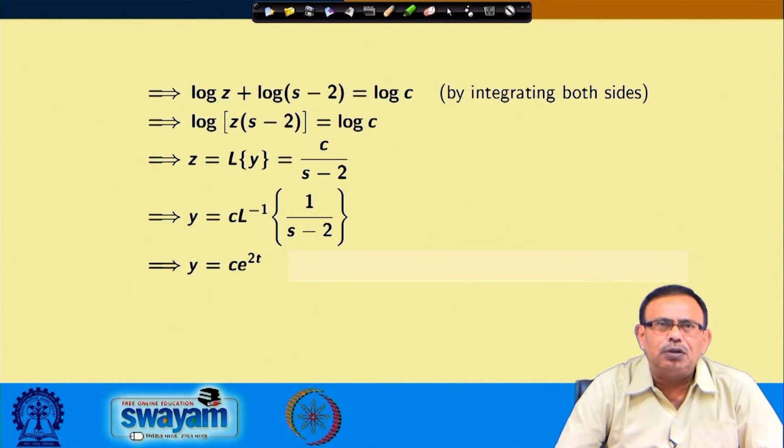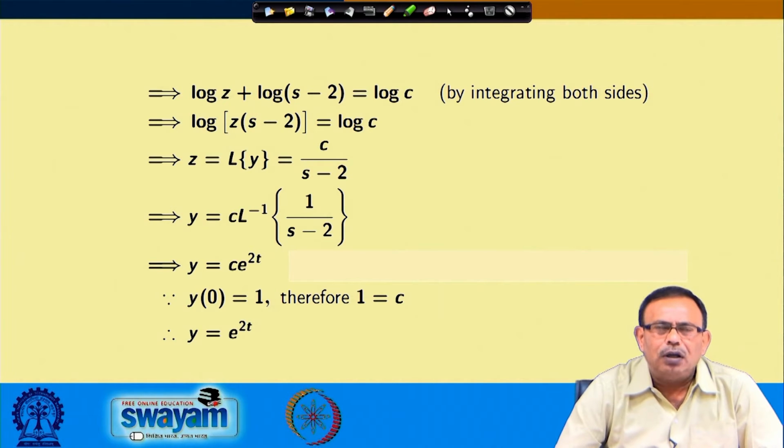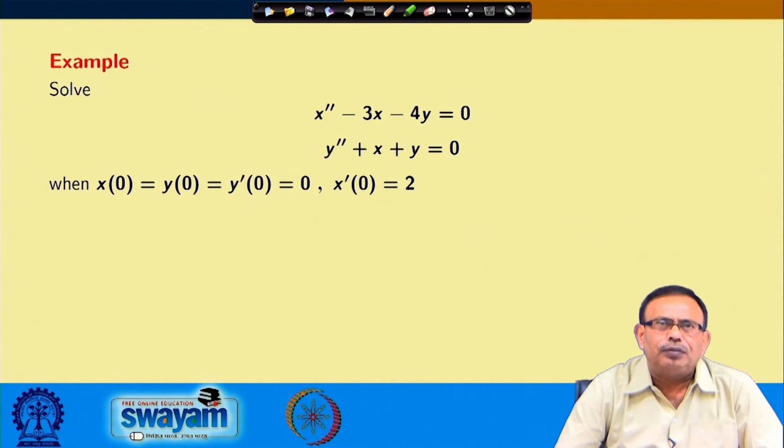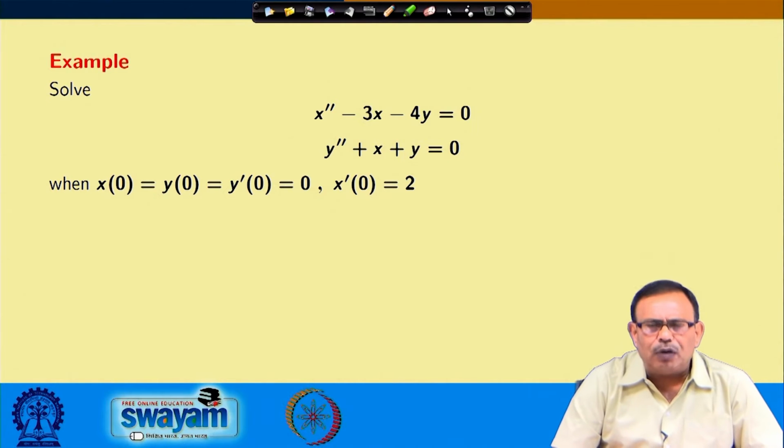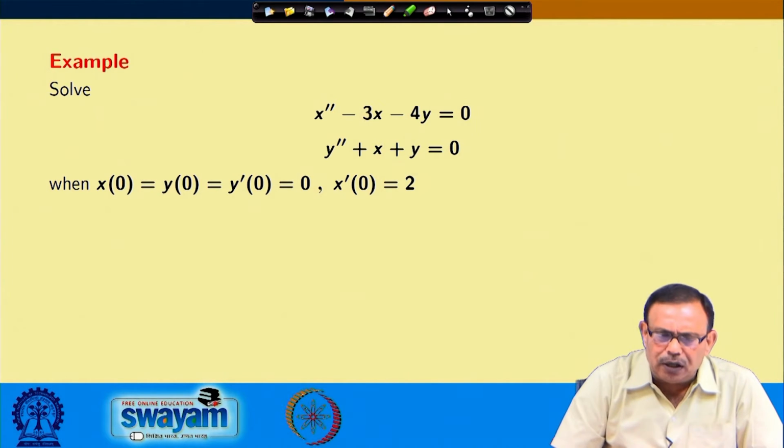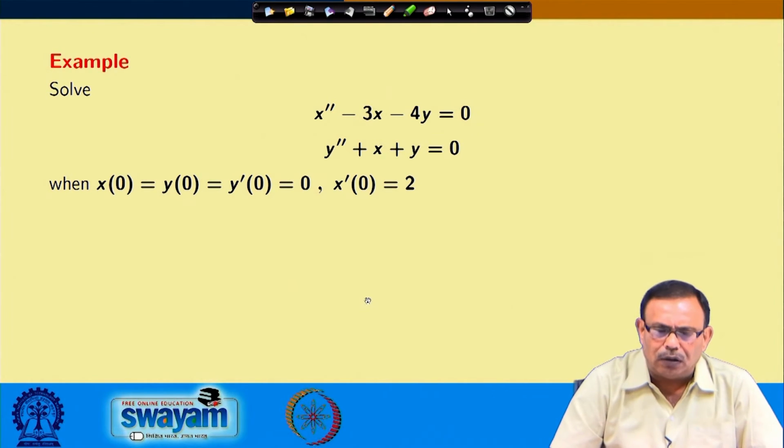Here, c into e power 2 t. Using the condition y 0 equals 1, I will obtain c equals 1. So, the solution of the given differential equation is y equals e power 2 t. Now, this is another one. I am taking another type of example now.